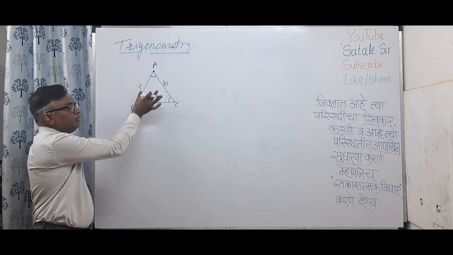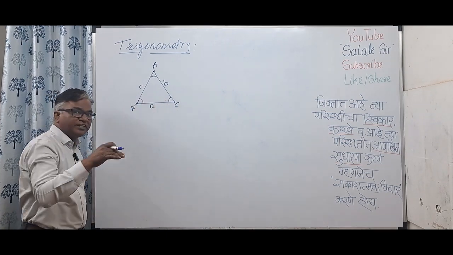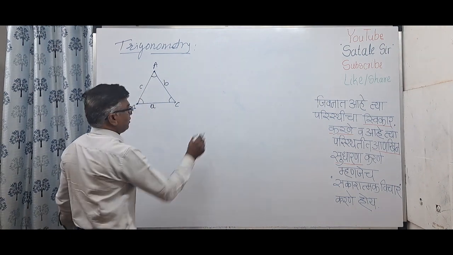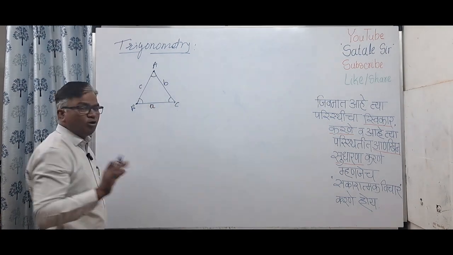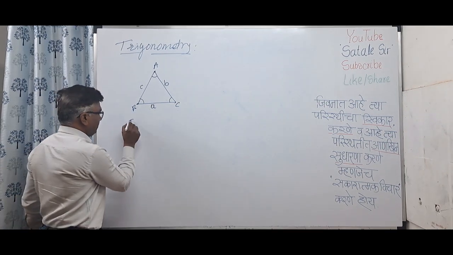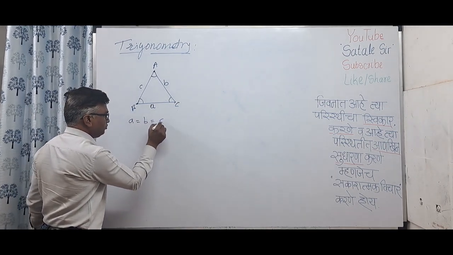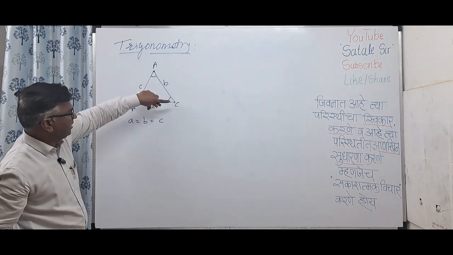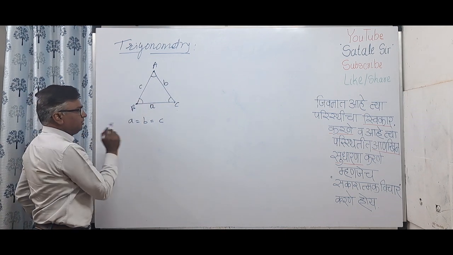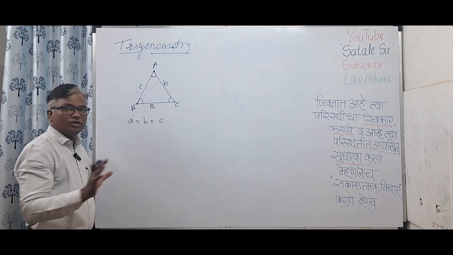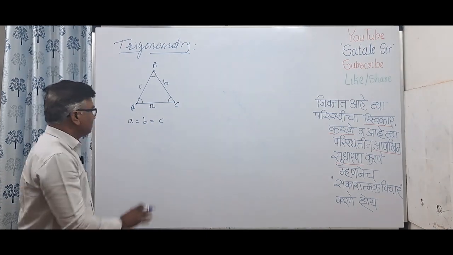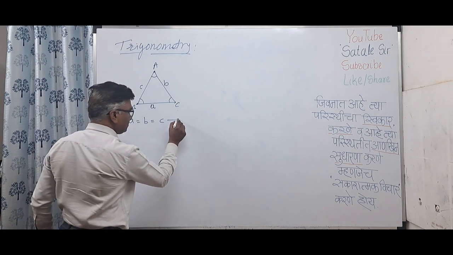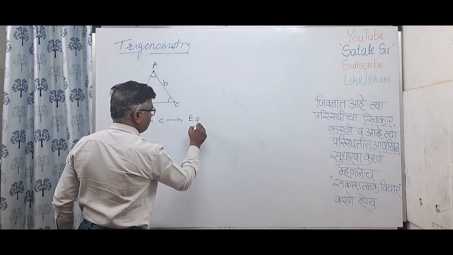Depending on the values of these angles and these sides, there are different types of triangles. Let us try to understand now. If a, b and c, all these lengths are equal, if a is equal to b is equal to c, what is the meaning of this? The length of side AC, the length of side BC, and the length of side AB, that is a, b and c, are all the same. In that case, such a triangle is called an equilateral triangle.